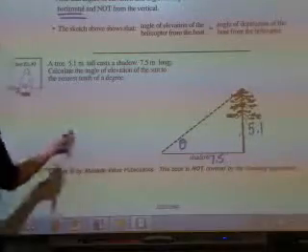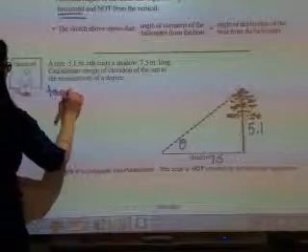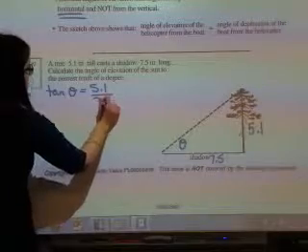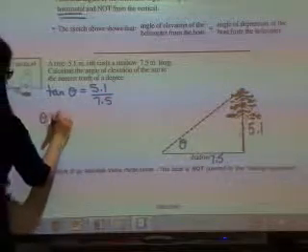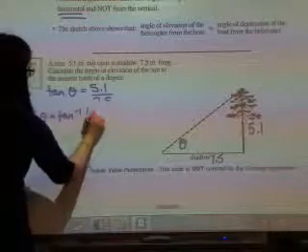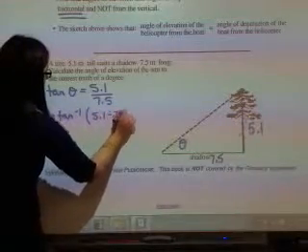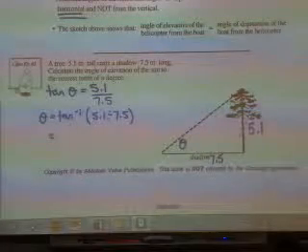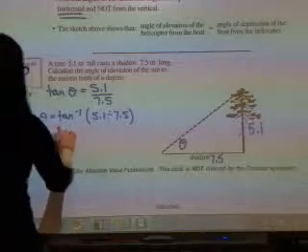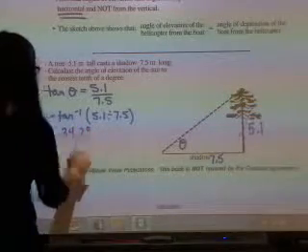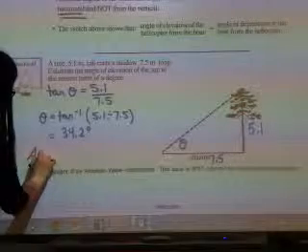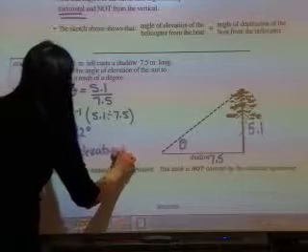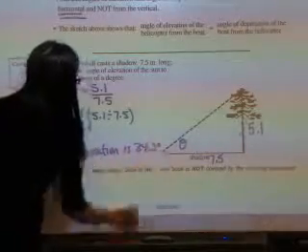So if I'm calculating this out, tan theta equals the opposite over the adjacent. So then angle theta would be the tan inverse, and if I do that calculation, I get to the nearest tenth of a degree, 34.2 degrees. So the angle of elevation is 34.2 degrees.